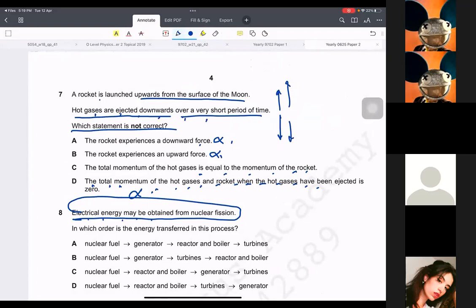Why is this right? Okay, that's correct. They're talking about the weight. That's correct. Rocket experiences an upward force. That is correct, partially. The total momentum of hot gas is equal to momentum of the rocket.